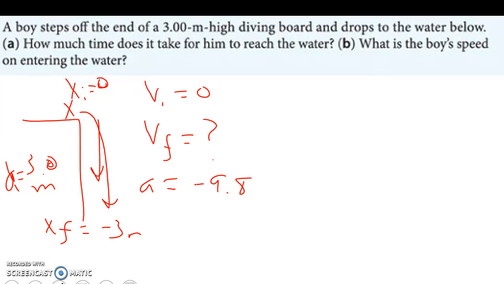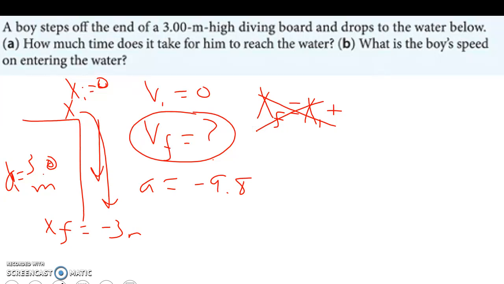So we know all kinds of stuff, but we want to find final velocity. Sorry, I went way ahead of myself. We look back at our equations. We know initial velocity and acceleration. We don't know final velocity, and we don't know time. So which one doesn't have time in it? We want to say v final squared equals v initial squared plus 2a change in x.